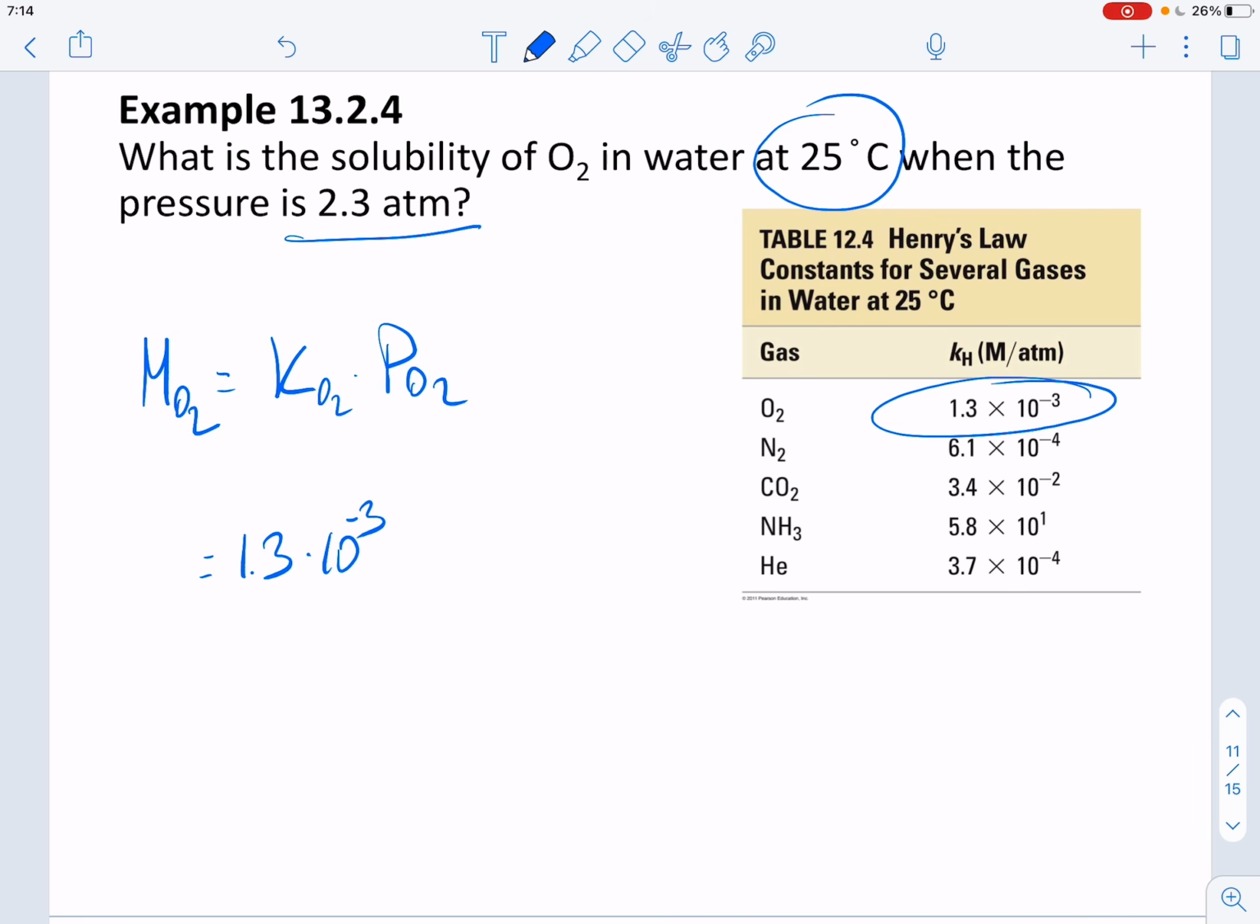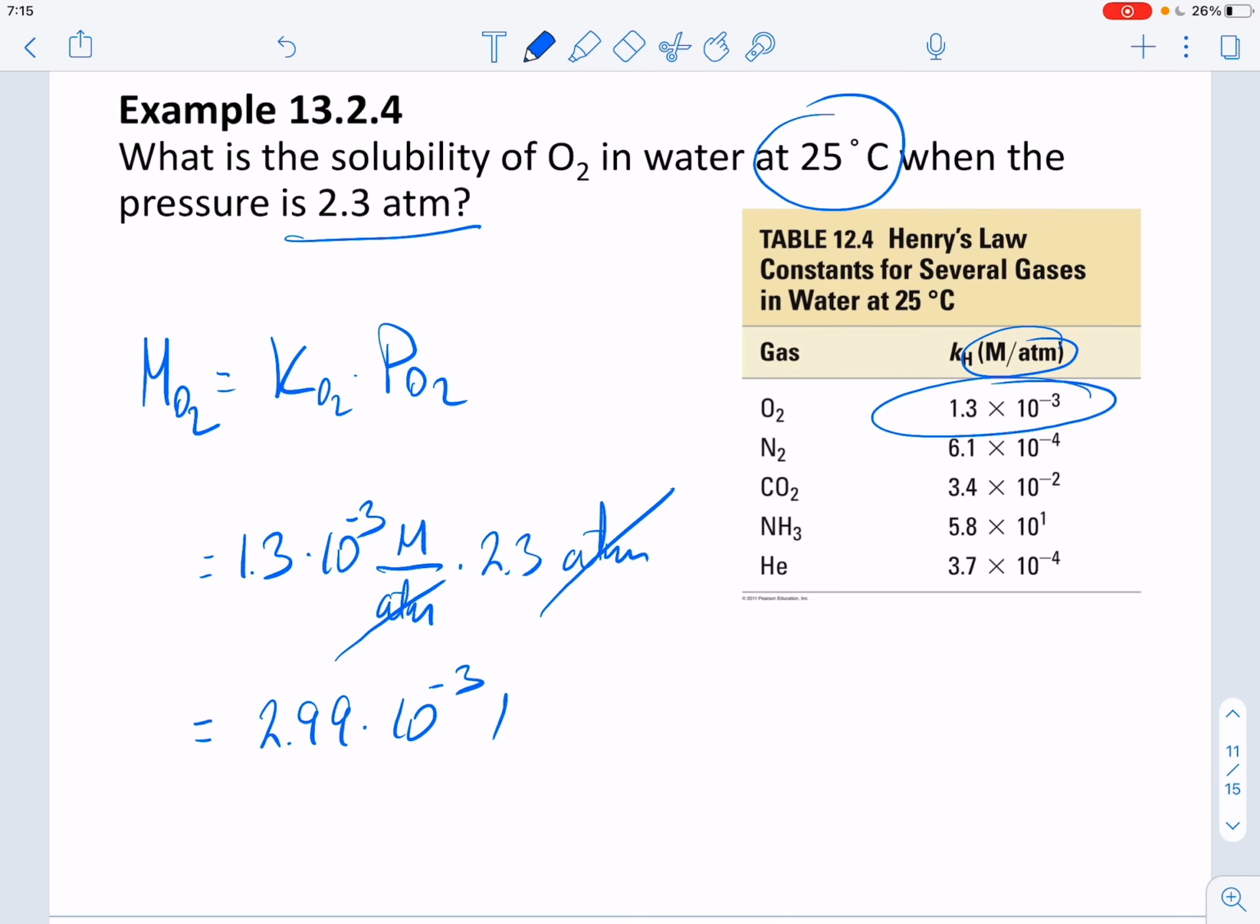1.3 × 10^-3. Pay attention to the units: molarity divided by atmospheres, times the pressure of oxygen, which is 2.3 atmospheres. Atmospheres cancel with atmospheres, and then we obtain that the concentration of oxygen is 2.99 × 10^-3 molar. Because of significant figures, this is probably more like 3.0 × 10^-3. Okay, so it's an equation that is rather easy to use.